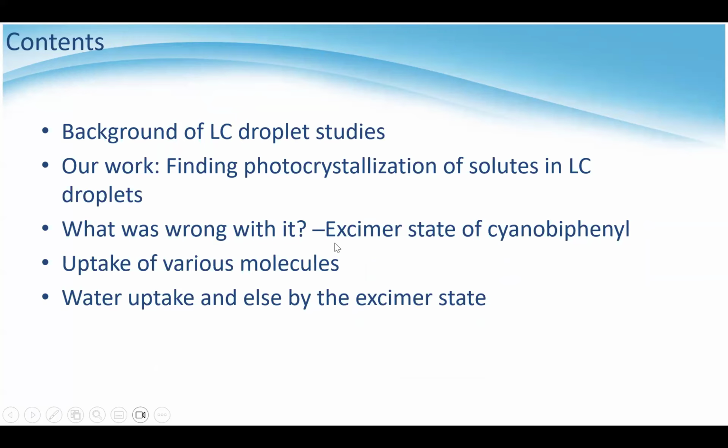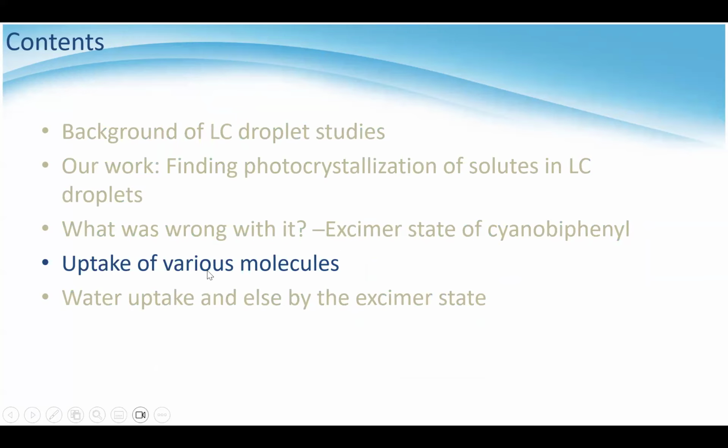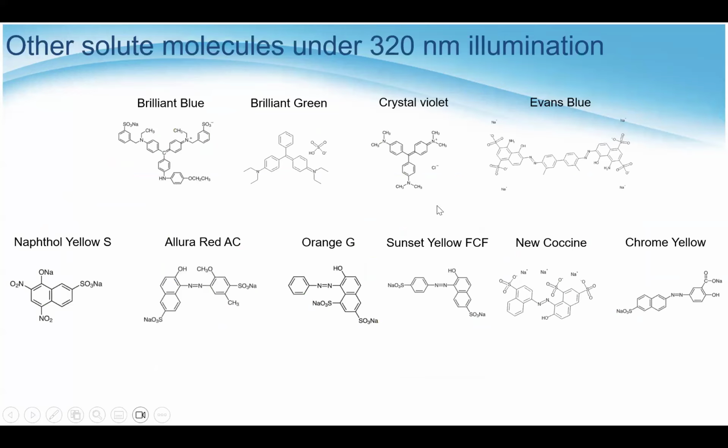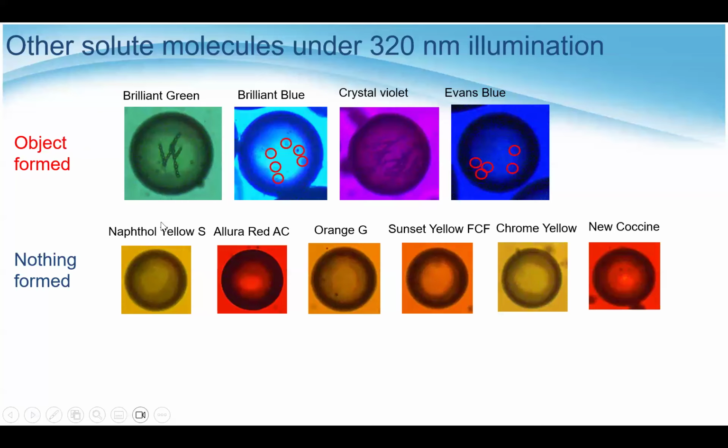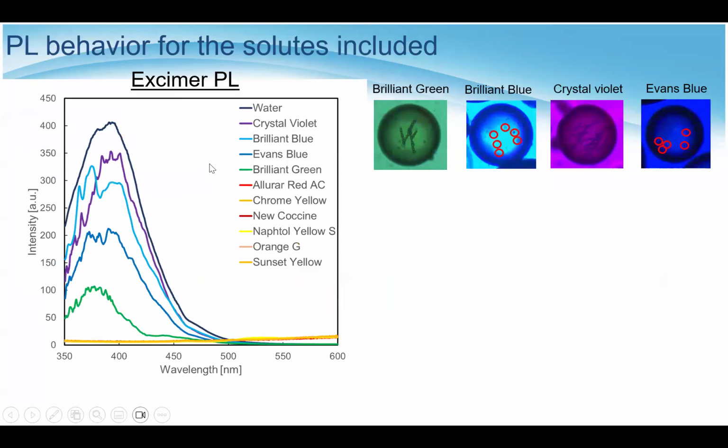Then we tested various molecules. In this case, we tested colored larger molecules. What we found here is, in some cases, we can find the object inside, and in some cases, nothing is there. So what happened here? Again, we examined the photoluminescence of the excimer. This is the water case. And when we observe the object inside, the PL intensity was reduced, and the excimer energy has been used.